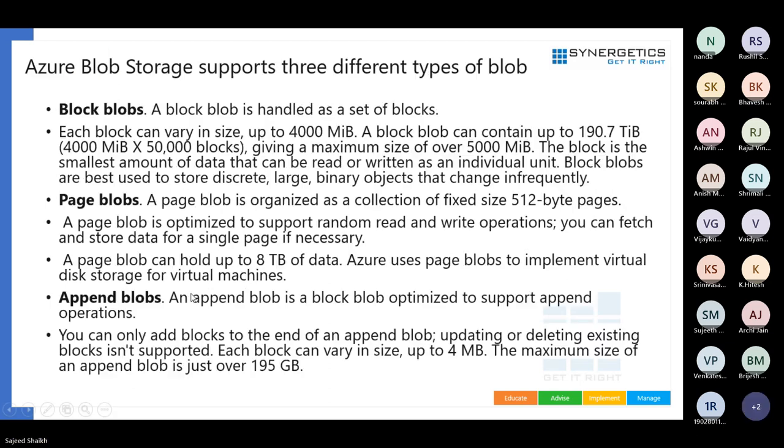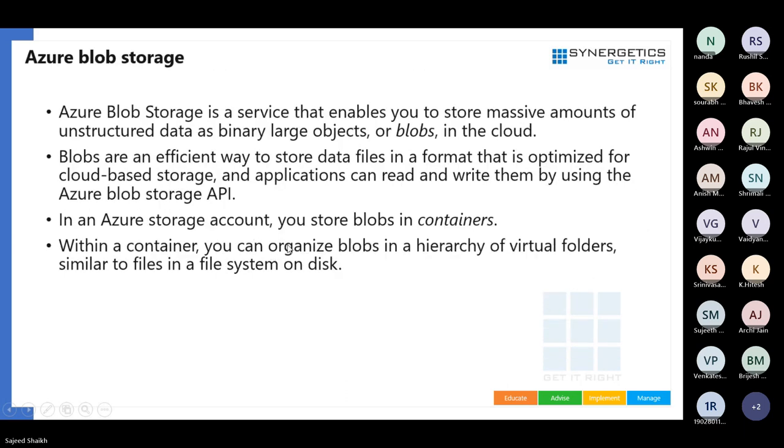Now we have what is called Azure Blob Storage. It is a service that enables us to store a massive amount of unstructured data as binary objects. That's why it is called blobs, binary large objects. So we are not talking of a record, a table, a customer table, a products table. It can be any unstructured data. And what is unstructured data we saw? They are videos, they are documents, anything. So that information is stored in the format of blobs.